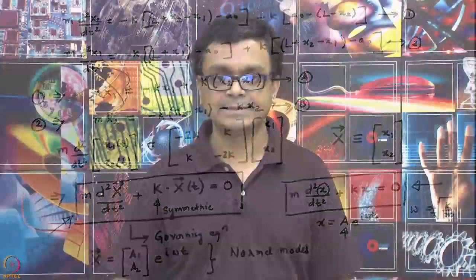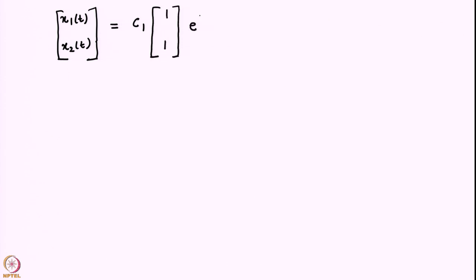Now obviously, because this is a second order ordinary differential equation with two unknowns, x1 and x2, we will have to do something more complicated than what we did last time. So let us generalize that. So the general solution now is written as a linear combination of the eigenvectors. So 1, 1 was our eigenvector.